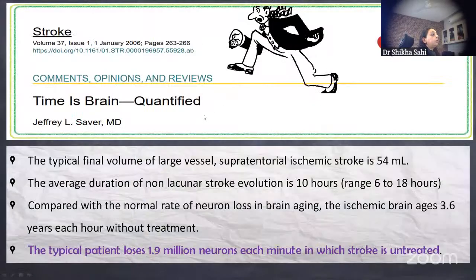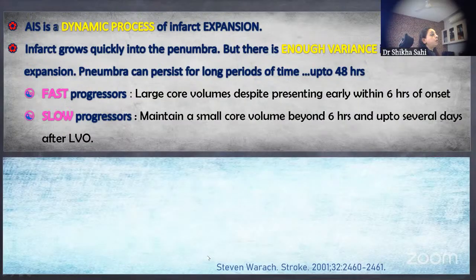So this was a famous paper which quantified how many neurons are lost per minute if the stroke is untreated. So 1.9 million neurons are lost. So what we understand is that acute ischemic stroke is a dynamic process. It is not a one-time process of infarction.